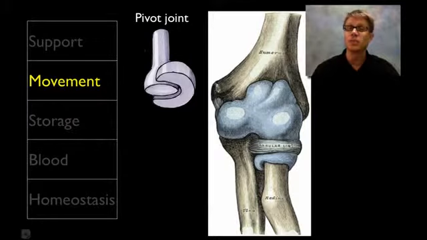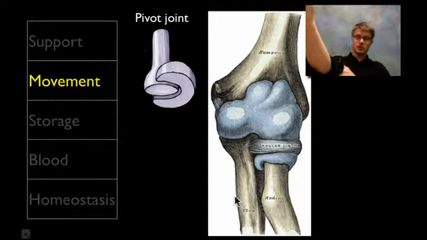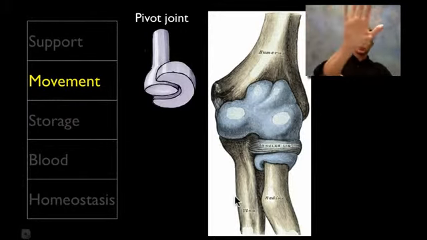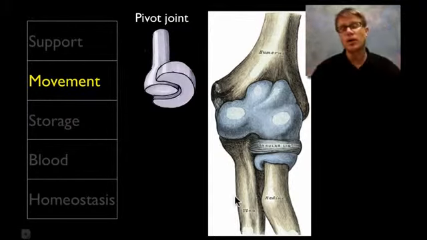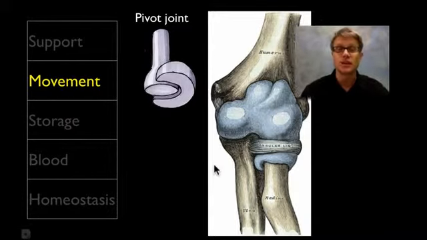And then the last one we have is a pivot joint. A great example of that would be where the humerus meets the radius and the ulna. And so right here, at my elbow, basically what I can do is move my arm this way and move it like that. It's just pivoting around that center point. So all these are joints and they allow movement inside the bones.